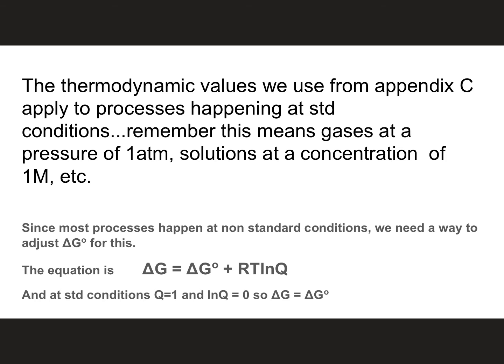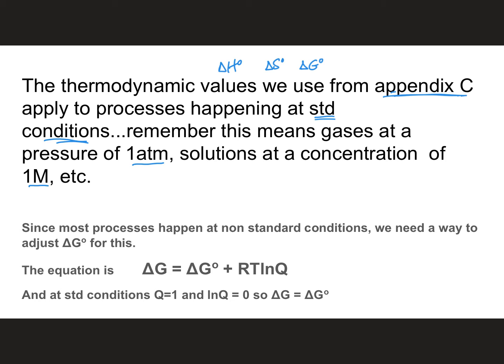Okay, so let's just review. When we pull values from Appendix C and calculate things like delta H or delta S or delta G using those tables, those are for standard conditions, okay? And in the previous lesson, there was a slide that told you what standard conditions meant. Things like all gases are at a partial pressure of 1 atmosphere. Anything that is aqueous is at a concentration of 1 molar, okay?